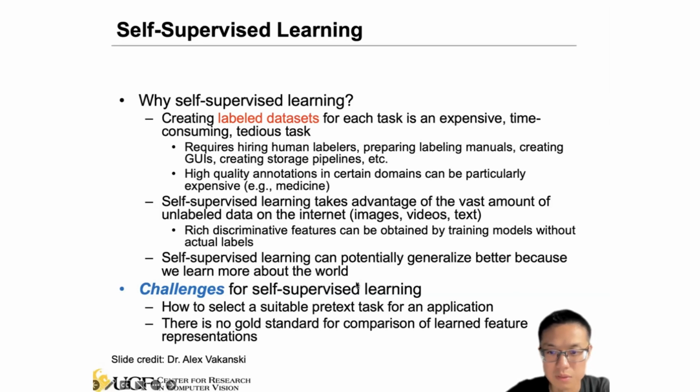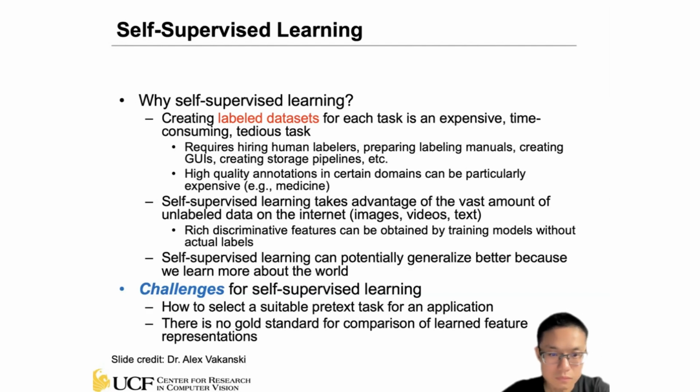And self-supervised learning can potentially generalize better because we learn more about the world. Because we are collecting a lot of unlabeled data on the internet, you can have much more diversity compared to collecting a set of labeled data. The set of labeled data may not represent the data distribution in the real world, but if the data is large enough, then the distribution can become more similar.